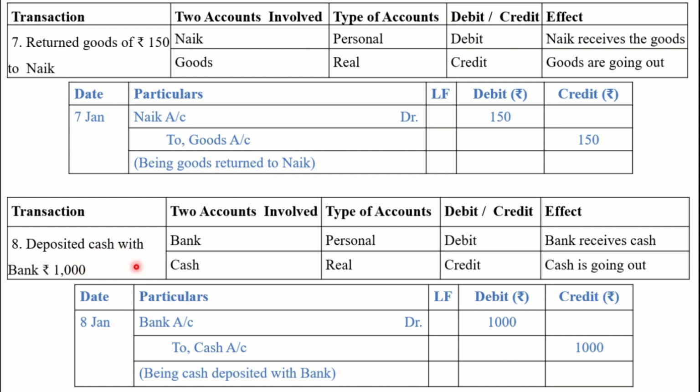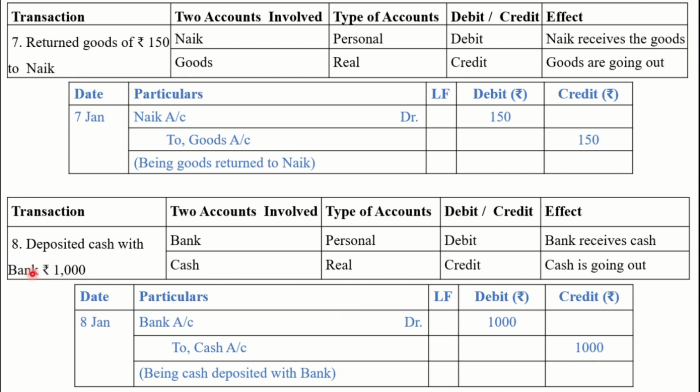Which two accounts are involved in this transaction? Bank and cash. Here bank is a type of personal account, cash is a type of real account. What is the rule of personal account? Debit the receiver. Who is the receiver of the cash? Bank. That's why bank account is debited. Cash is deposited into bank means cash is going out of the business. That's why cash account is credited.